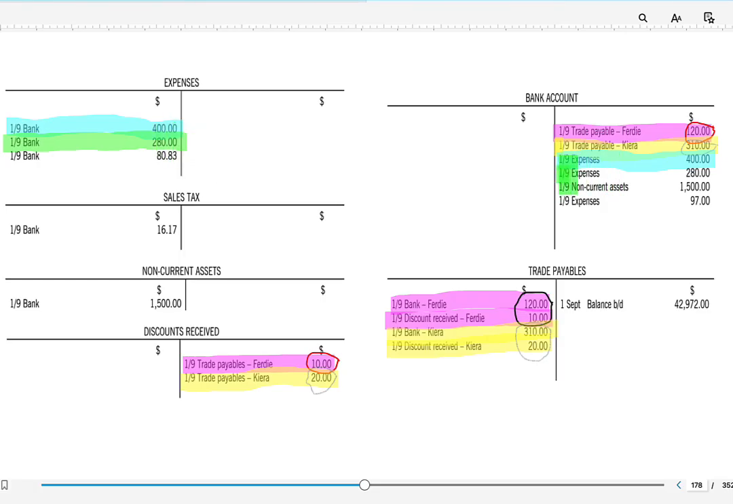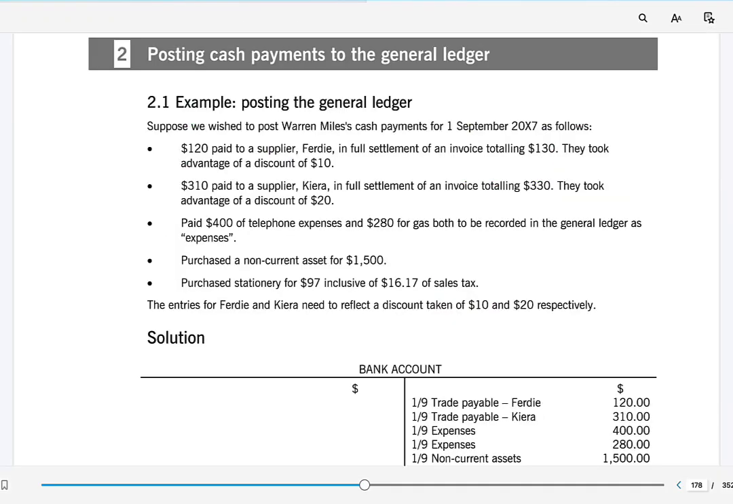Credit bank with $280. What does this mean? The business has used services. Telephone and gas are costs of running the business, so expenses go up on the debit side and bank goes down on the credit side.